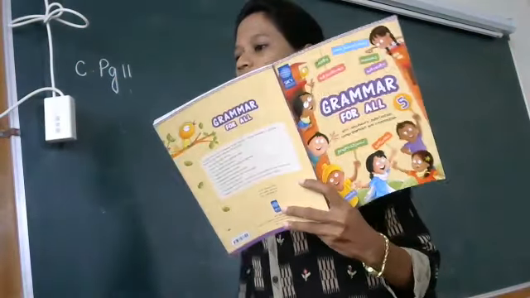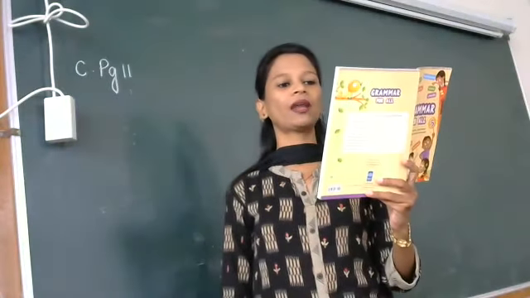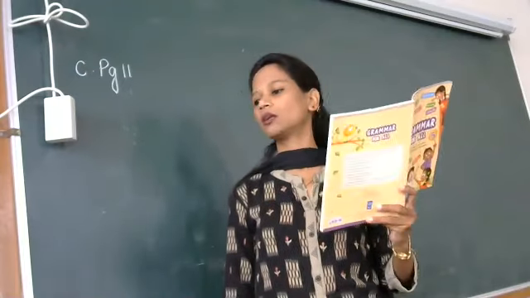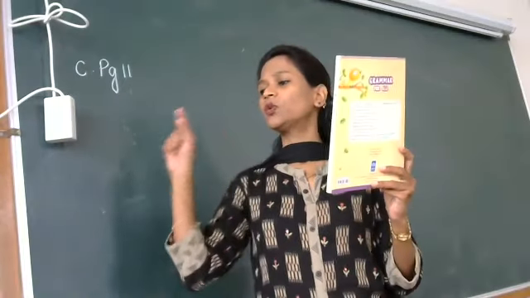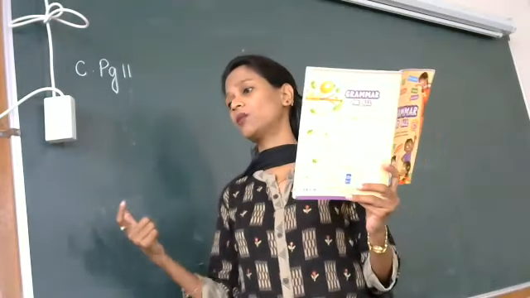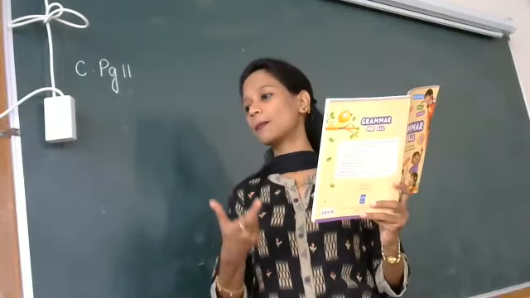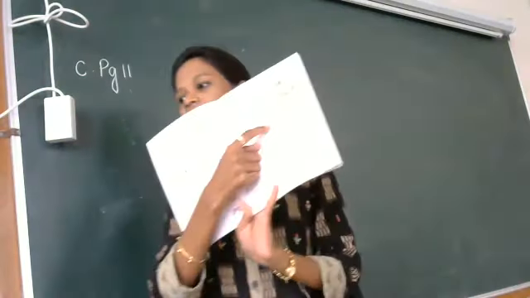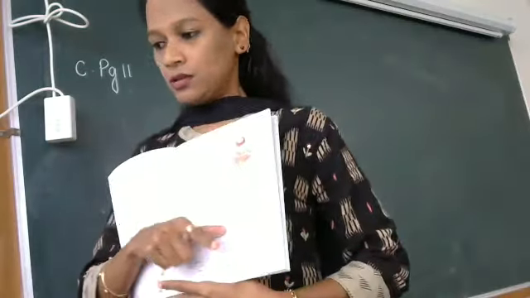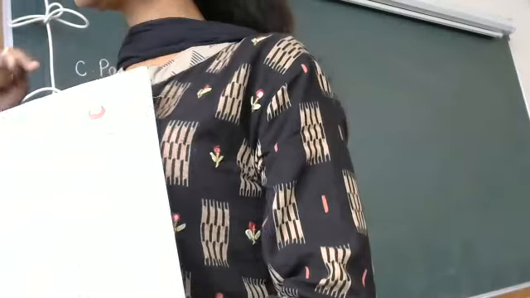Now, what is your question? What do you need to do here? Write a subject in the yellow box and an object for it in the green box. Now, you can see two boxes. The first box is colored yellow. The second box is colored green. In the first box, you need to write a subject. For those who don't have the book, look at your camera, children. I'm showing you the book.